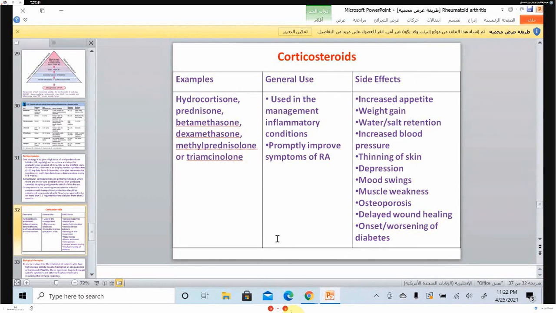As we said, general use in the management of rheumatoid conditions promptly improves symptoms of rheumatoid arthritis. The side effects, as we said, are many: increased appetite, weight gain, water and salt retention, increased blood pressure, thinning of the skin, depression, mood swings and changes, muscle weakness, osteoporosis, delayed wound healing, and onset and worsening of diabetes.